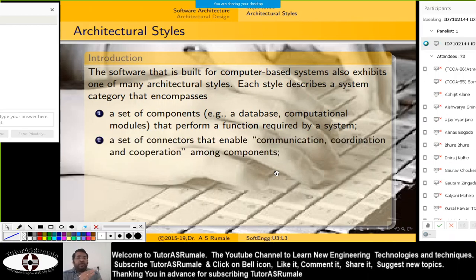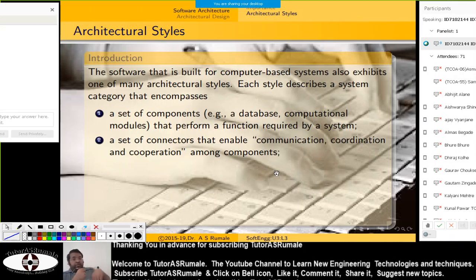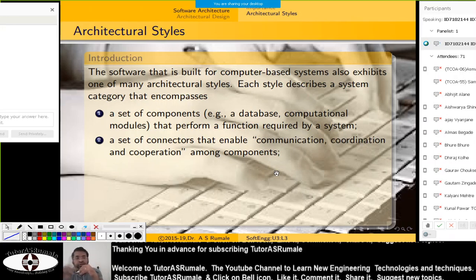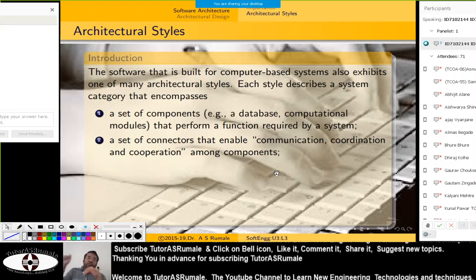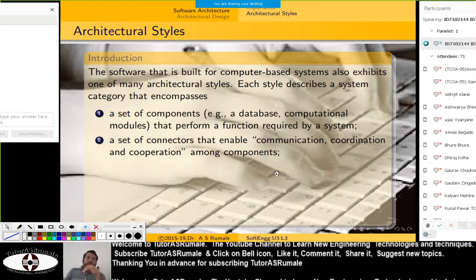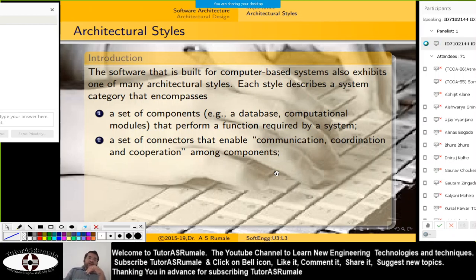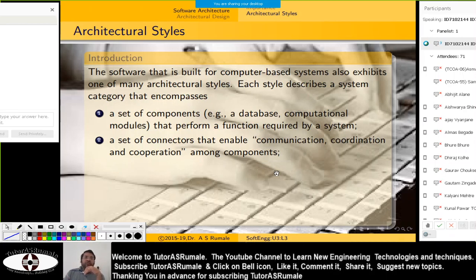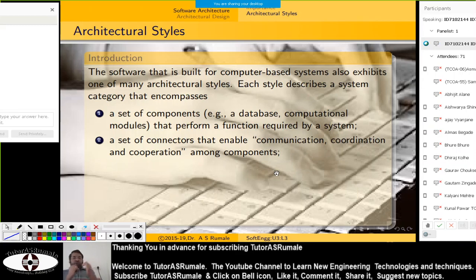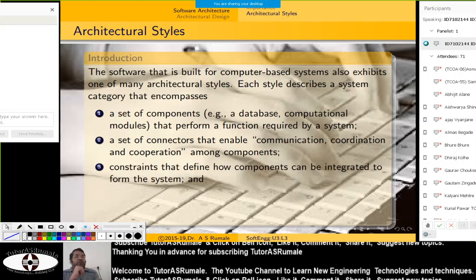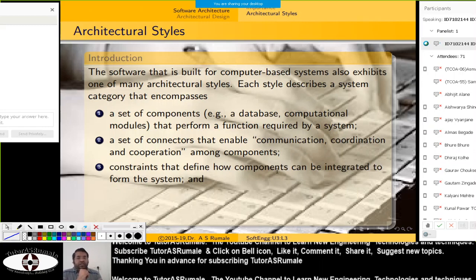Second is the set of connectors that enables communication, coordination and cooperation among the components. All the components of your software need to communicate with each other. It's not always the user who gives the input. One module may give input to another module, and many times one module's output is another module's input, and that is what connectors are. These communication and coordination mechanisms define the architectural style.